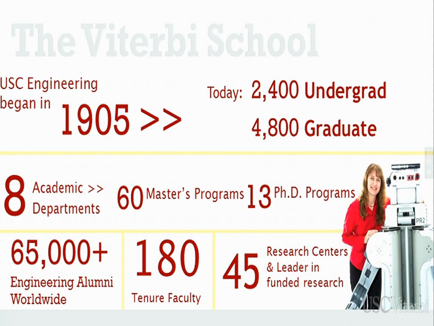So we have 8 academic departments within the Viterbi School of Engineering. Of course, our Department of Computer Science is one of them, and it is actually one of the largest departments at our school. We have 60 Master of Science programs, including several new disciplines within computer science, such as data science, and we have 13 PhD programs, including a PhD in computer science. We do have a large engineering alumni network worldwide, so that's 65,000 Trojan engineers worldwide. We have 180 tenure-track faculty, and for those of you considering a PhD, we actually have 45 research centers and labs within the engineering school alone.